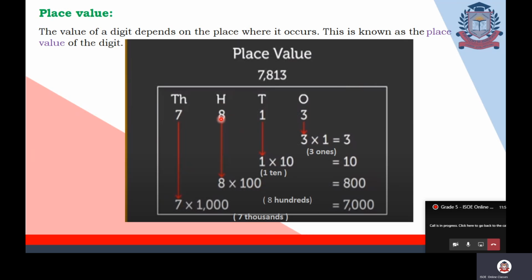Coming to place value of 8. In which place is 8? 8 is in hundreds place. So place value of 8 is 800, right? Next, place value of 7. Where is the 7 occurring? 7 is in thousands place. So place value of 7 is 7 into 1000, that gives you 7,000. This is the place value of digit 7 in this number. So importantly, what you have to remember, children, when you are writing a place value, you will be looking into the place where the digit is occurring.